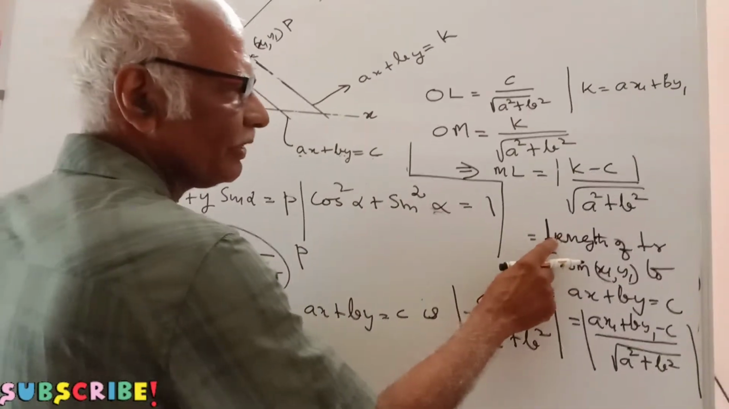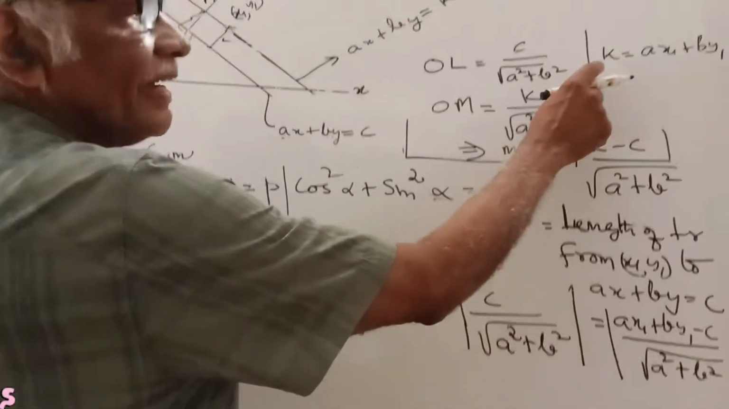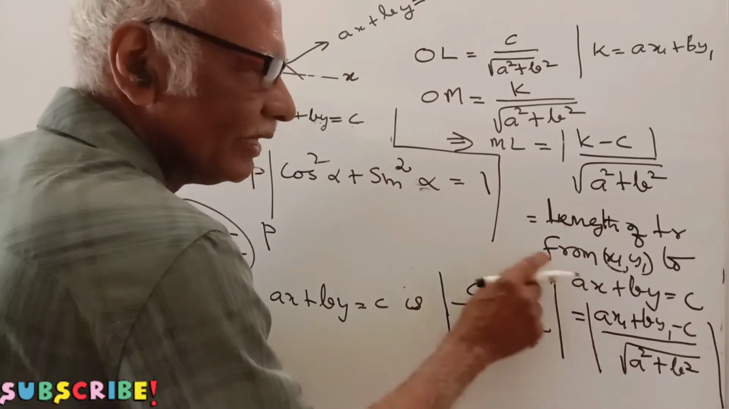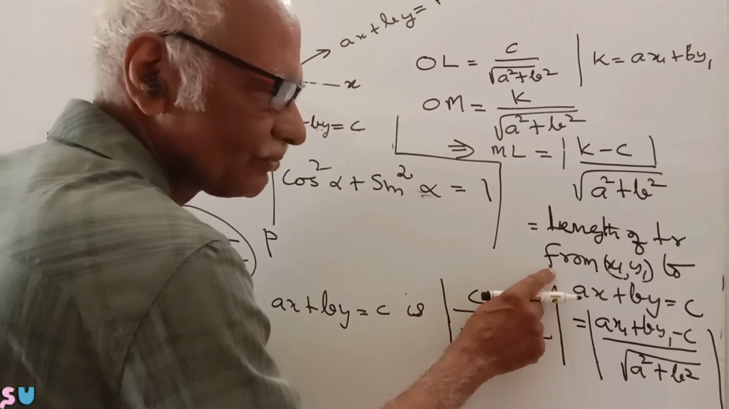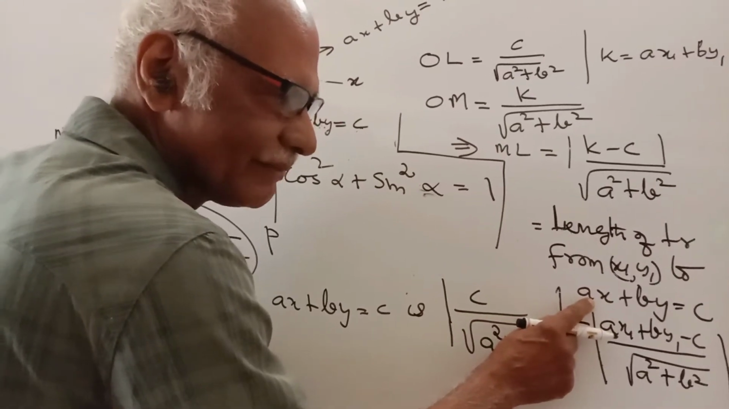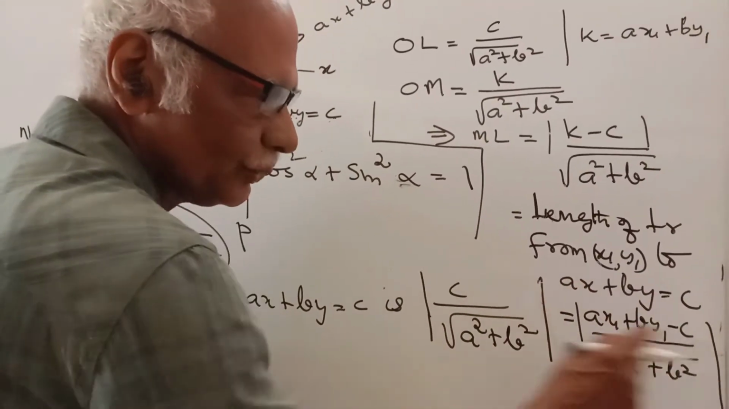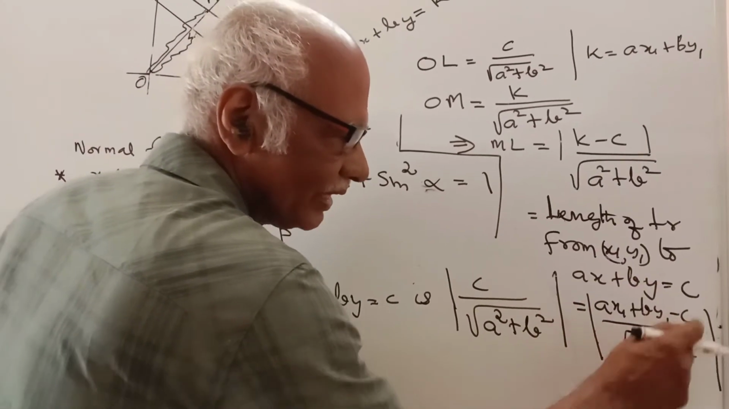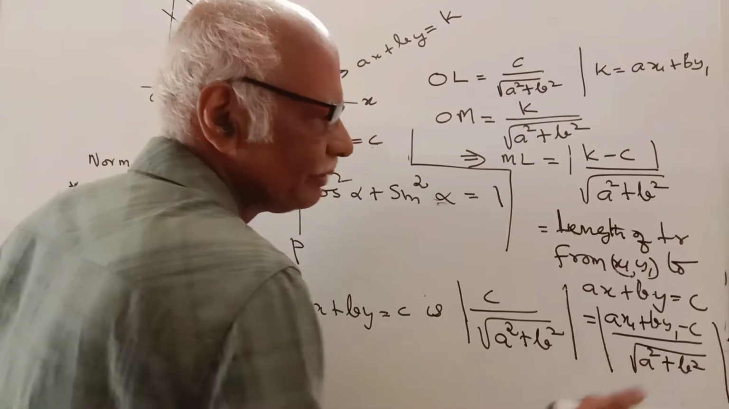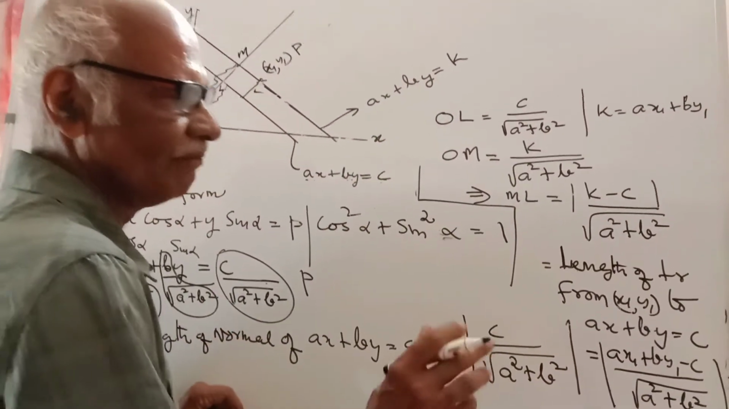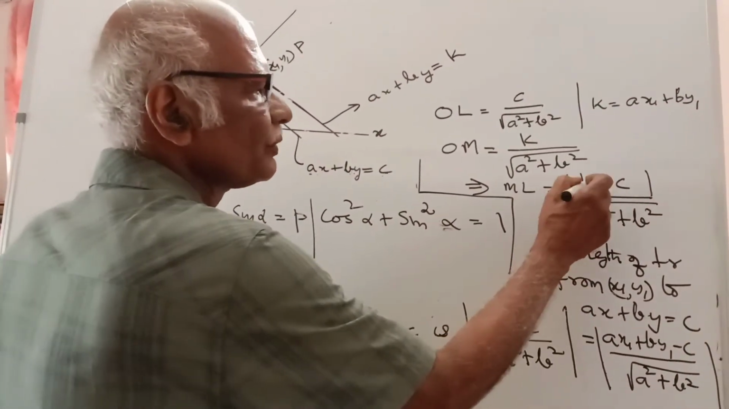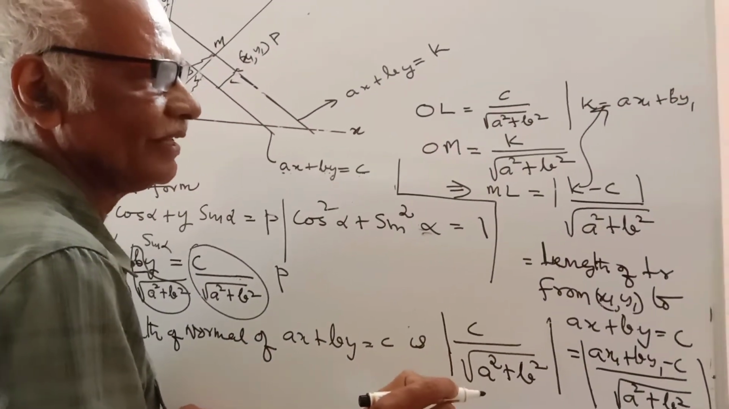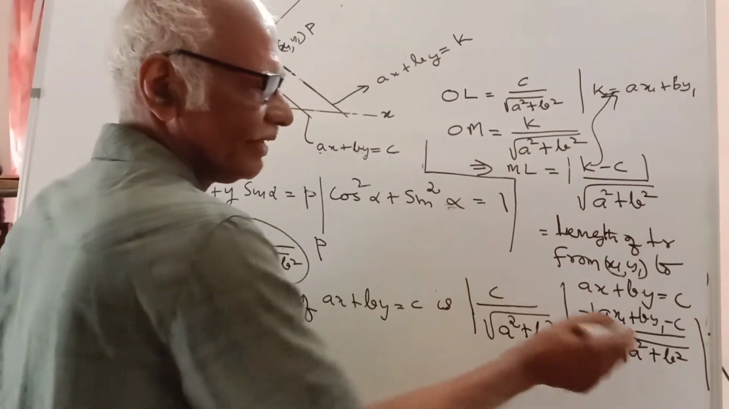So length of the perpendicular from x1, y1, where the k value is ax1 plus by1. So finally the answer is: the length of the perpendicular from x1, y1 to ax plus by equal to c is the magnitude of ax1 plus by1 minus c, by root of a squared plus b squared. Final answer. What we do here is simply substitute the value of k. Finally, you get the answer.